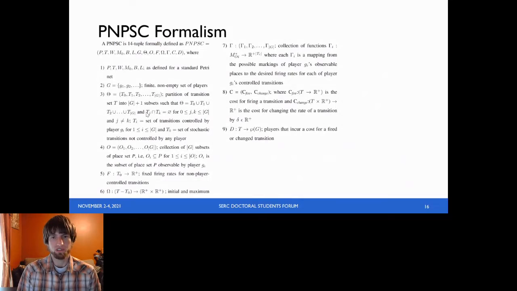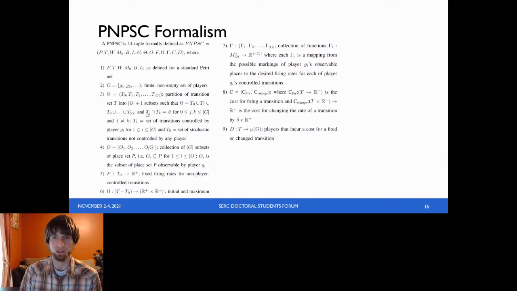So what I just previously described was the informal way of the PMPSC formalism. This is our more rigorous way to write out the formalism. Since we've already gone over them in the previous slide, I'm not going to go over all of these. I'll just point out a few examples.